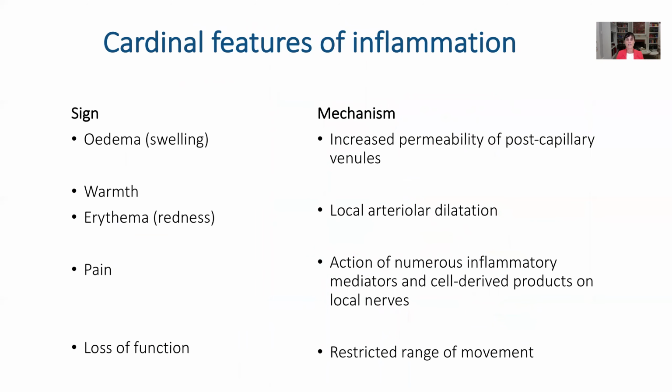Each of the cardinal features of inflammation are due to a particular pathogenic mechanism. For example, edema or swelling is associated with increased permeability of the postcapillary venules. Warmth and erythema are due to local arteriolar dilatation. Pain is due to the action of numerous inflammatory mediators and cell-derived products on local nerves. And loss of function occurs due to restricted range of motion.